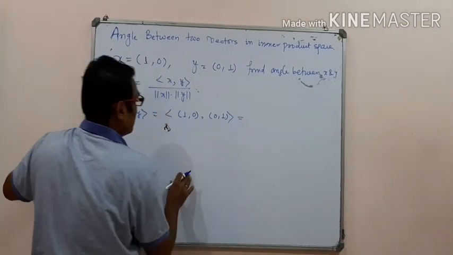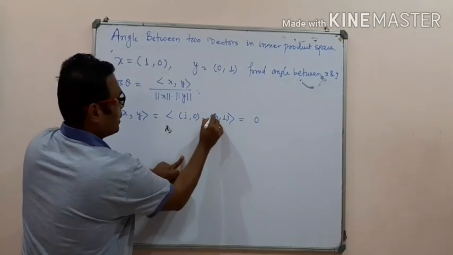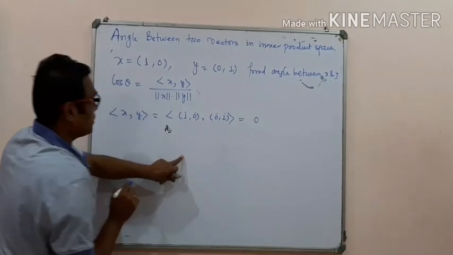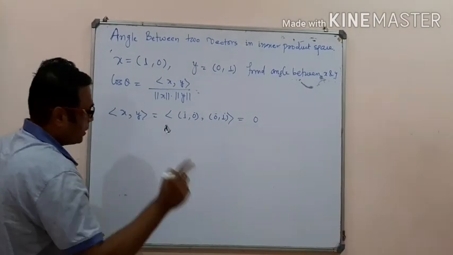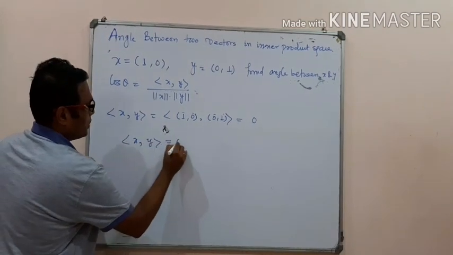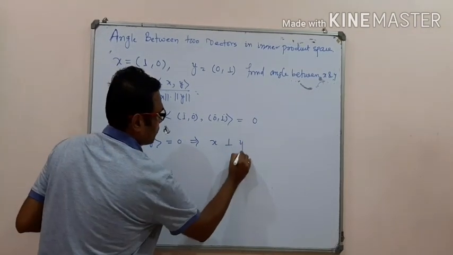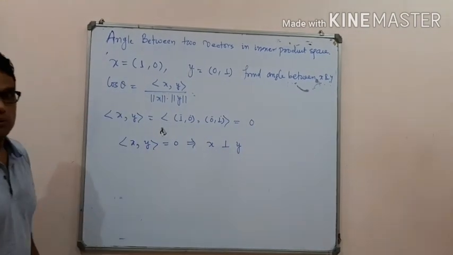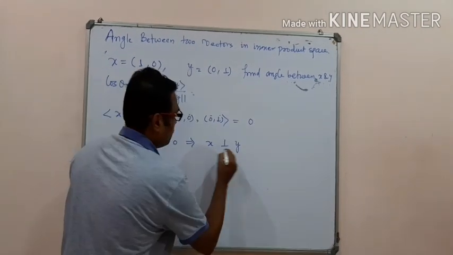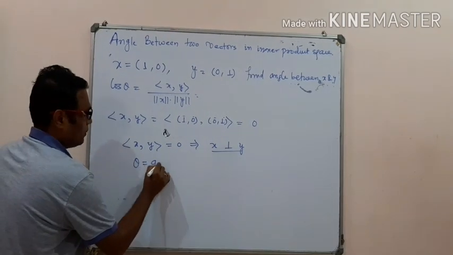According to the previous example, it is equal to 0, because 1 is multiplied by 0 and 0 is multiplied by 1, so the total answer becomes 0. According to the earlier result, if the inner product of x, y is equal to 0, it implies that x is perpendicular to y. In that case, x and y are perpendicular. So theta becomes 90 degrees.